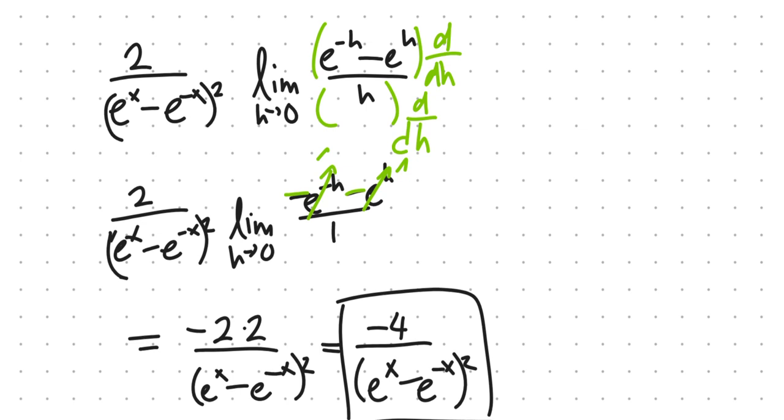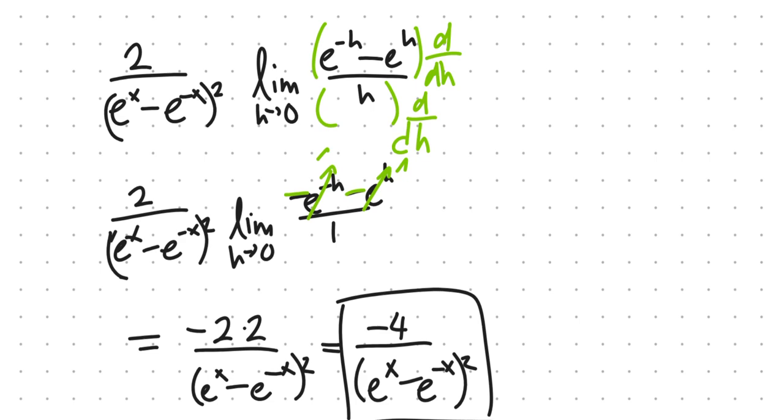So now if we plug in h is equal to 0, this will approach 1 and the other one will also approach 1, which will equal negative 2, because we have negative 1, and then we have negative 2 times 2, which is equal to negative 4, and the result will be negative 4 over e to the x minus e to the negative x squared.